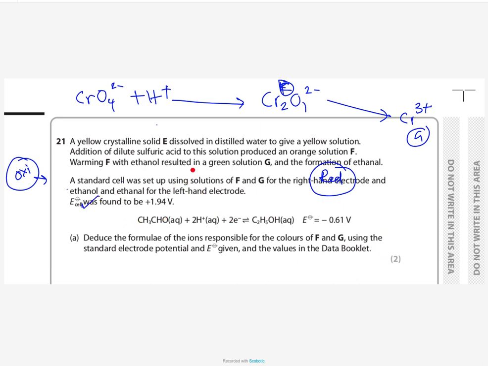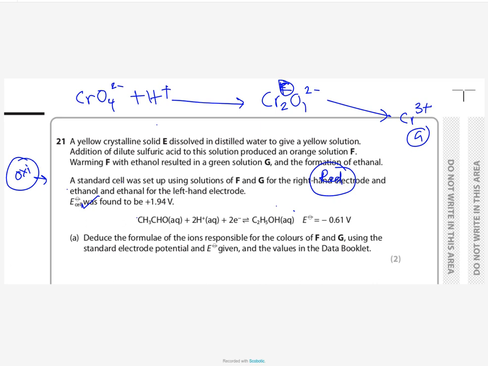The half equation for ethanoic acid to ethanal is given. So what actually happens is the opposite: ethanol to ethanal, the oxidation of ethanol to ethanal. Now, give the formula of the ions responsible for the colors of F and G, using the standard electrode potentials of E theta given and the values in the data booklet.